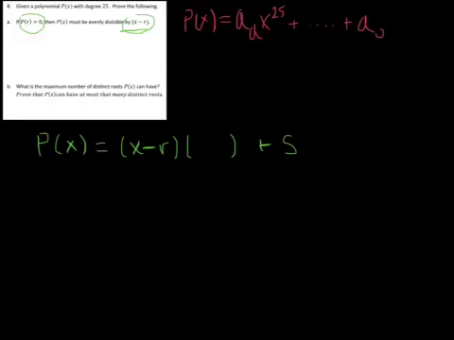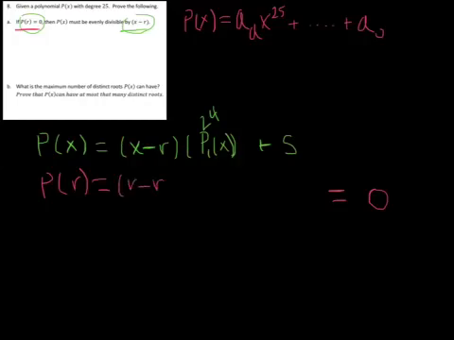Well, I would get a 24th degree polynomial, so I'll just call it p1 of x. We've seen this notation before. And this would just be some 24th degree polynomial. But it doesn't really matter, because the way that we're going to prove it is we're going to plug in r, our root. When we plug in r, we know that that is equivalent to 0 because p of r is 0. That was the first thing we were told. And when we plug this in, we're going to have r minus r times p1 of r, plus some value s.